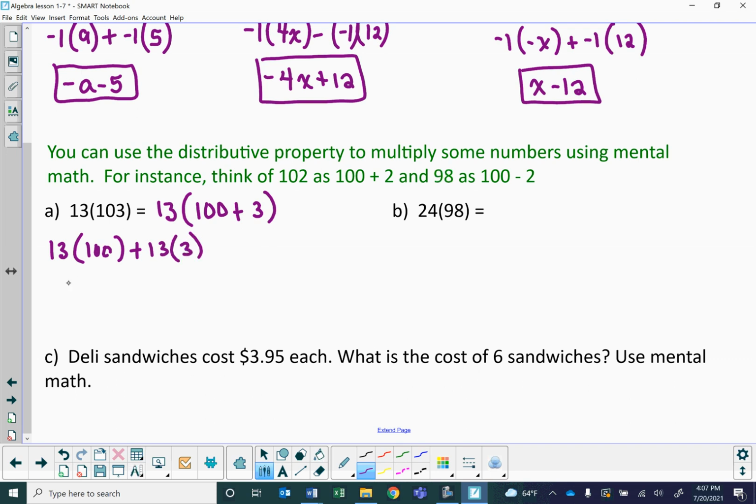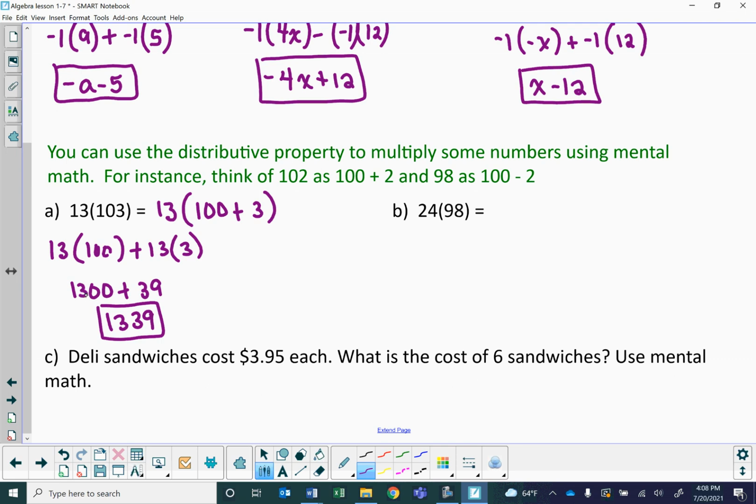Well, 13 times 100 is 1300, and 13 times 3 is 39, so this is 1339. This is how I can do numbers in my head really fast, and people wonder and think I'm a genius, when really I'm not a genius. I'm just playing around with the numbers in my head a little bit, making them easier for me to combine because of all the different properties that we can use.